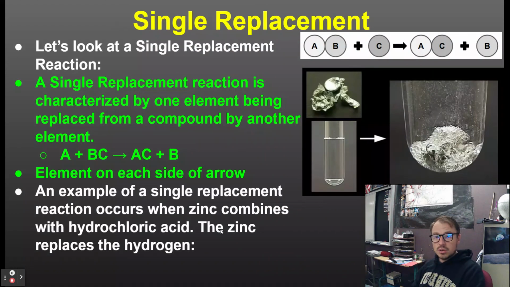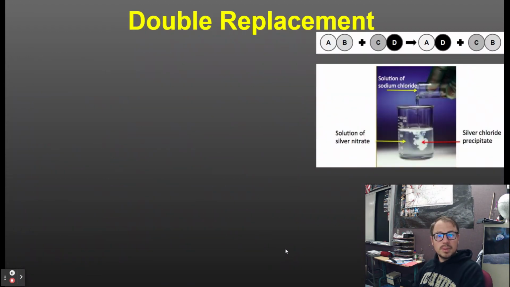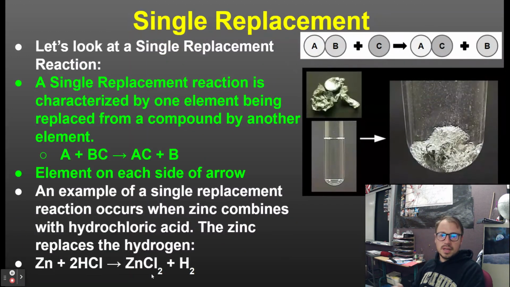An example of a single replacement reaction occurs when zinc combines with hydrochloric acid. The zinc replaces the hydrogen. So zinc reacts with the hydrochloric acid to form zinc chloride, right, and the hydrogen gas.